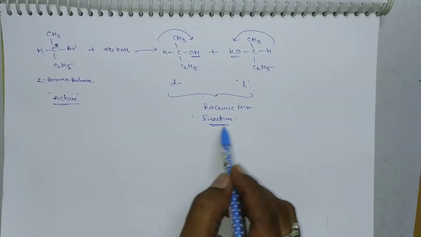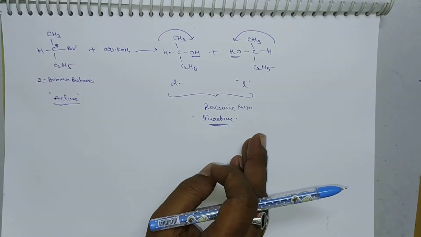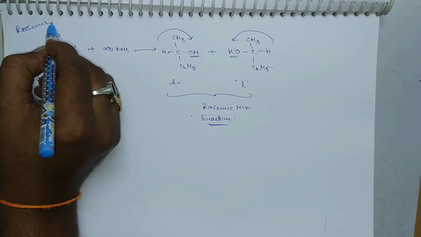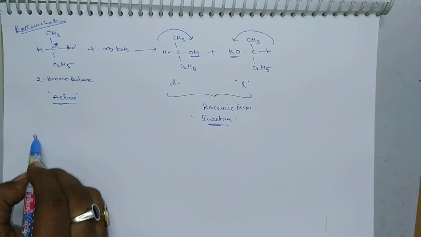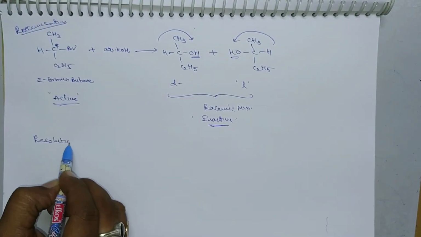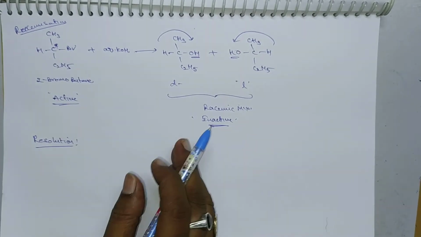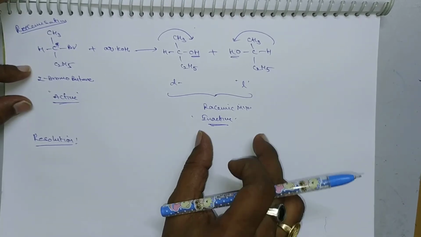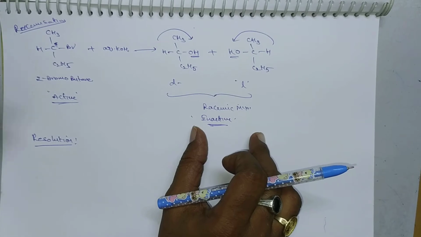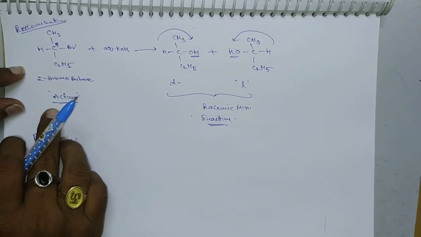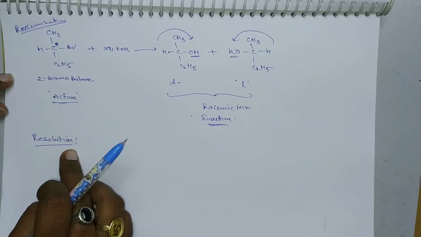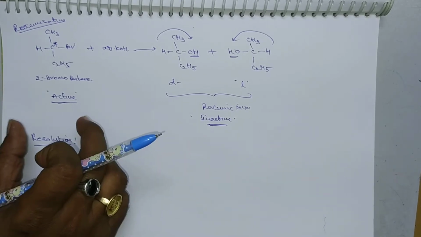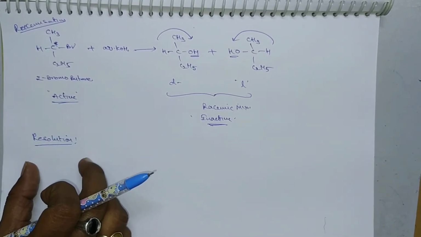Resolution means the reverse process of racemization is called resolution. So here it is racemization. Next, resolution. The reverse process of racemization is called resolution. Resolution means the process of preparing an optically active molecule from the racemic mixture, that is, the separation of a racemic mixture into an individual D isomer or L isomer is called resolution. Okay, the process of separation of a racemic mixture into its individual D isomer or L isomer is called resolution.